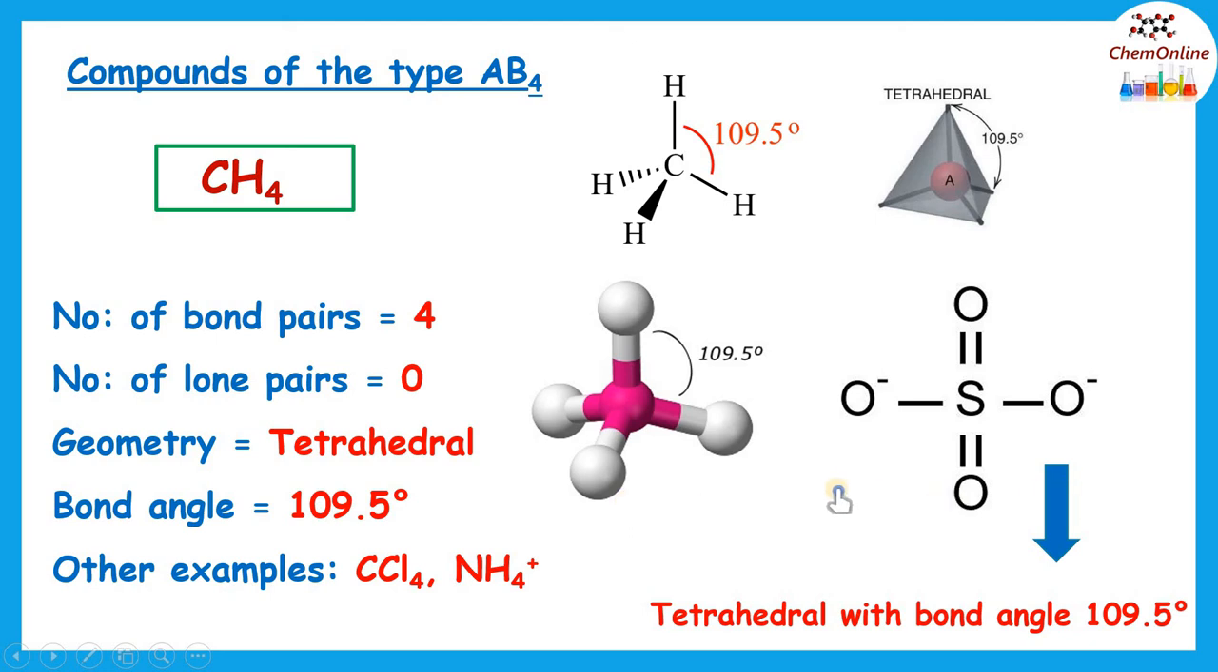Another example that you can see is the sulfate ion, SO4 2-. So here there are 2 double bonds, but according to VSEPR theory, for deciding the shape of the molecule, we consider these double bonds as single bonds itself. So that means 4 bond pairs with no lone pair. Therefore, the structure will be tetrahedral with a bond angle 109.5 degree.